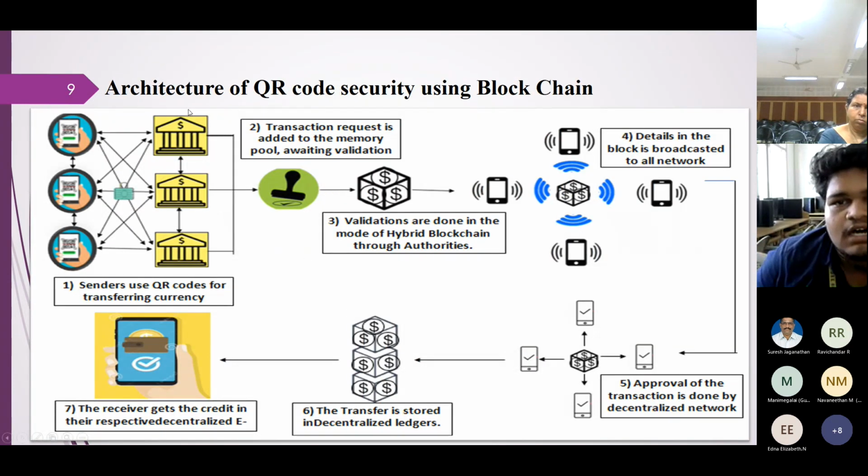So this is our architecture of the QR security using blockchain. First, the center uses a QR code for transferring money, that is, to make a payment.